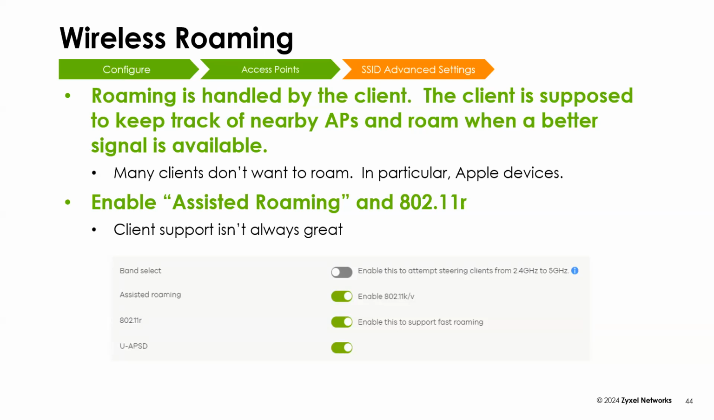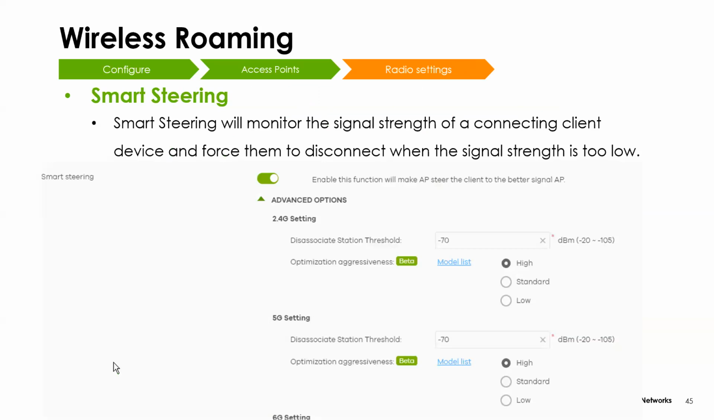So there are some tools that you can use to make this a little bit better, although a lot of clients don't actually support them. And that is what we call assisted roaming, which is 802.11k and v. And then there is 802.11r, which speeds up or reduces any downtime when you are transitioning from one AP to another AP. So these are things that you can enable in Nebula to hopefully help with that. However, saying that, you normally end up having to use what's called smart steering. So that is a feature in Nebula.